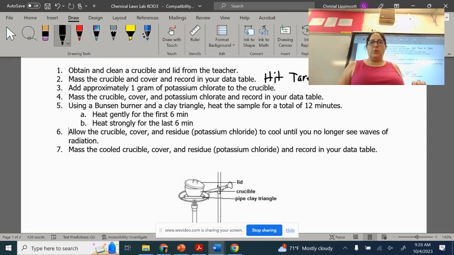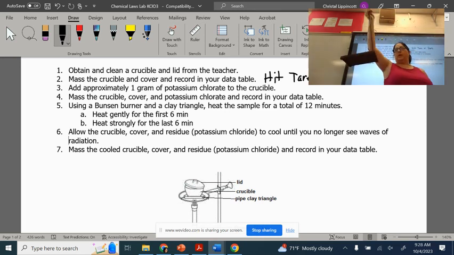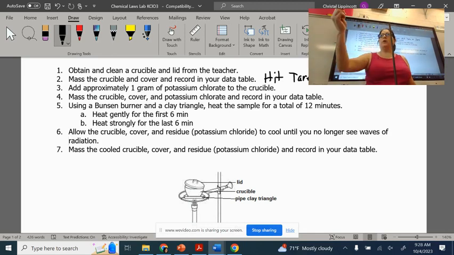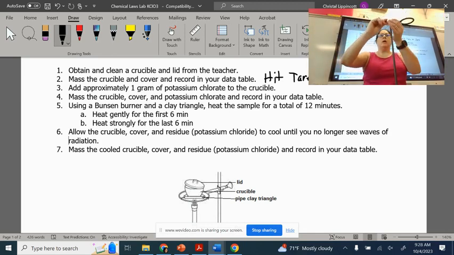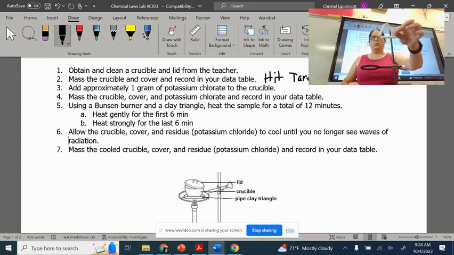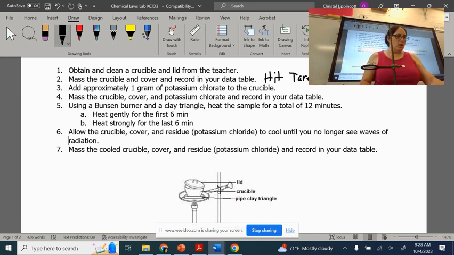Using the Bunsen burner and clay triangle. So this is what a clay triangle looks like. The clay triangle is going to be on a ring stand. So this is your ring stand. And on your ring stand, you are going to put an iron ring. So this is what an iron ring looks like. It slides down onto this metal rod. And then you're going to place your clay triangle on that.